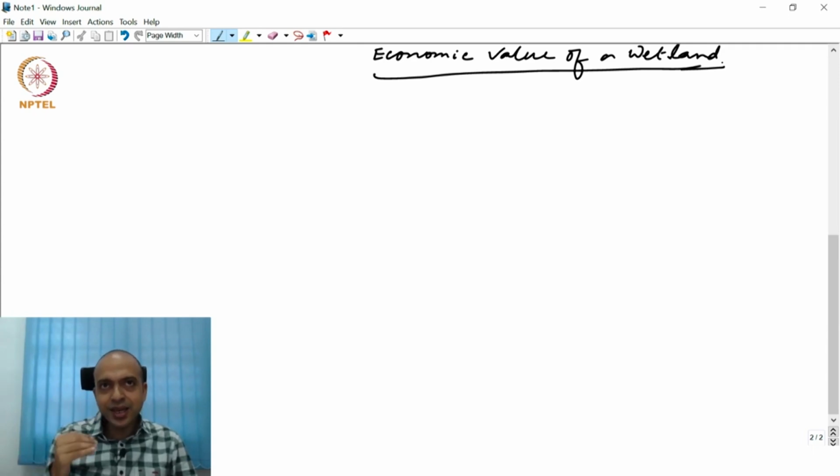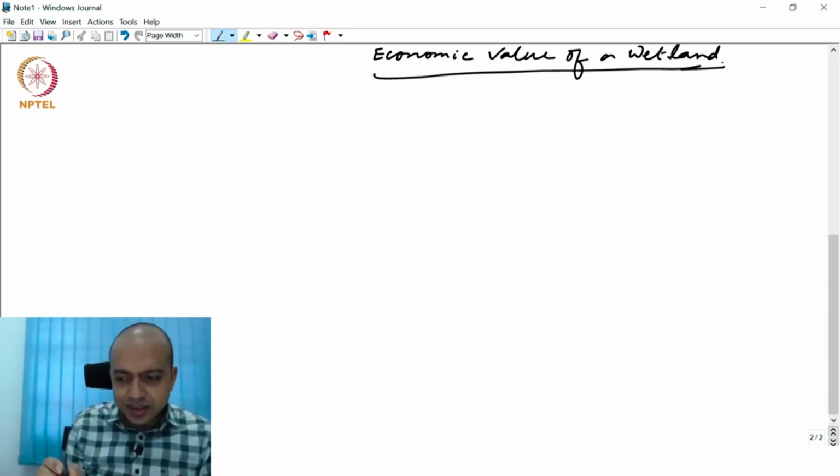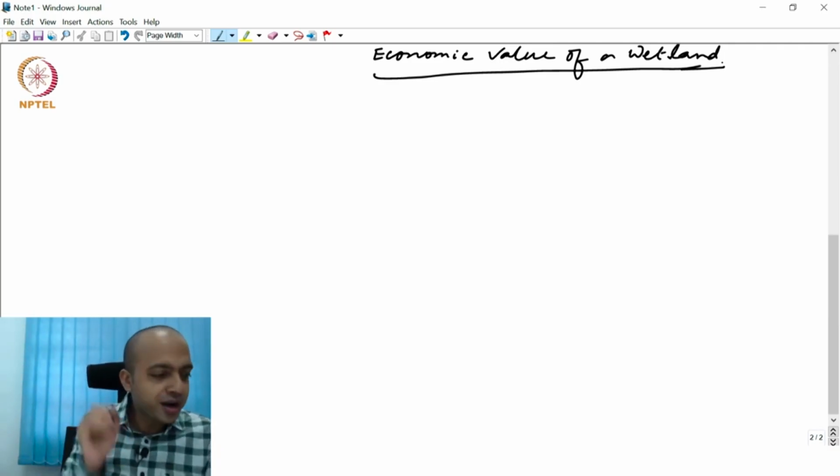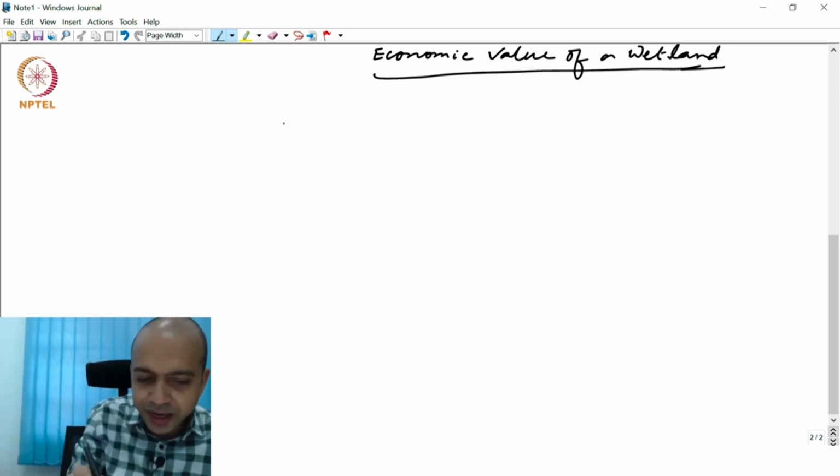right? In this case, we will describe the wetland as a sum of its different attributes, and then we will try to estimate the total willingness to pay for the wetland as a sum total of the WTP for its different attributes, right? So let us say that a wetland is characterized by 5 such attributes. What is the first attribute? First attribute is, let's say, area of the wetland.